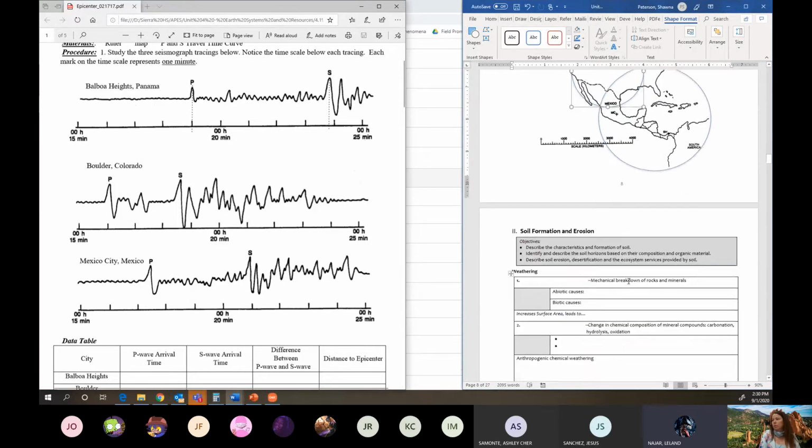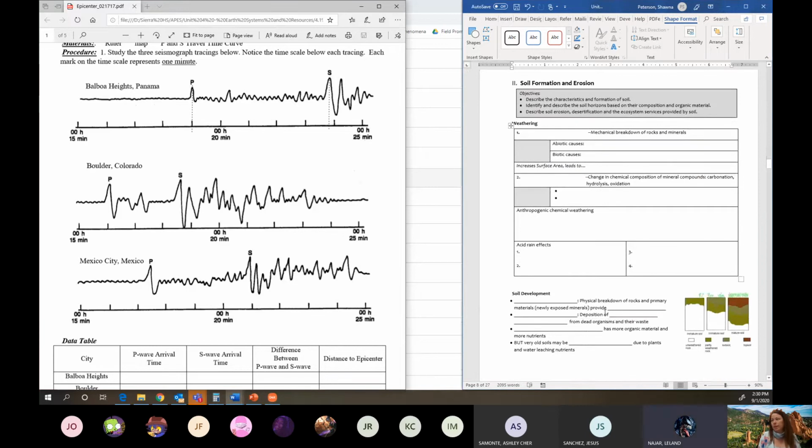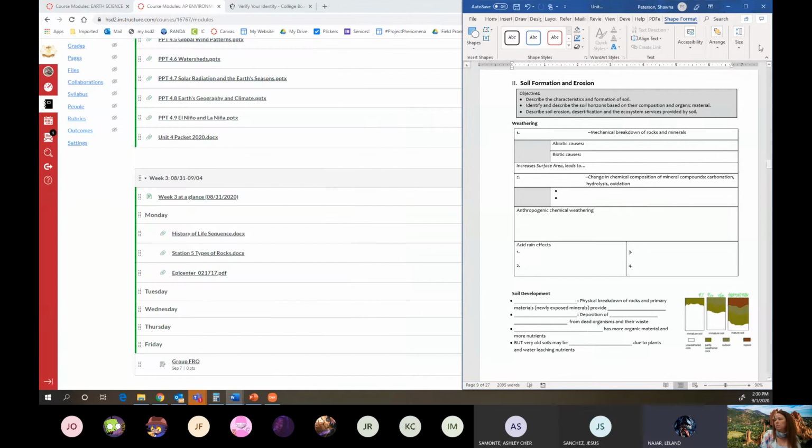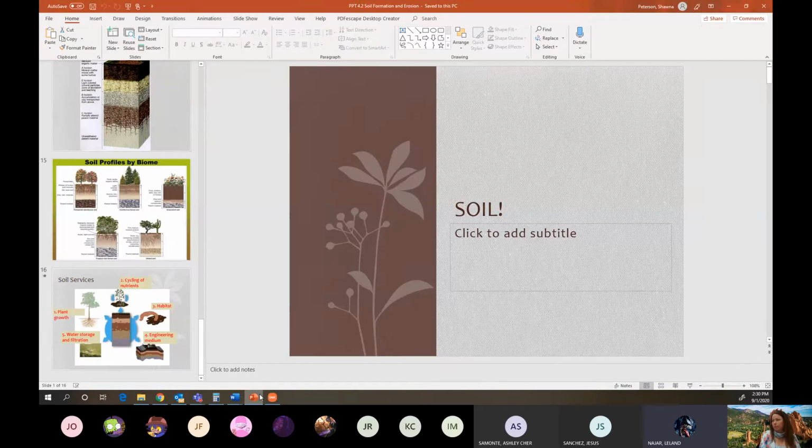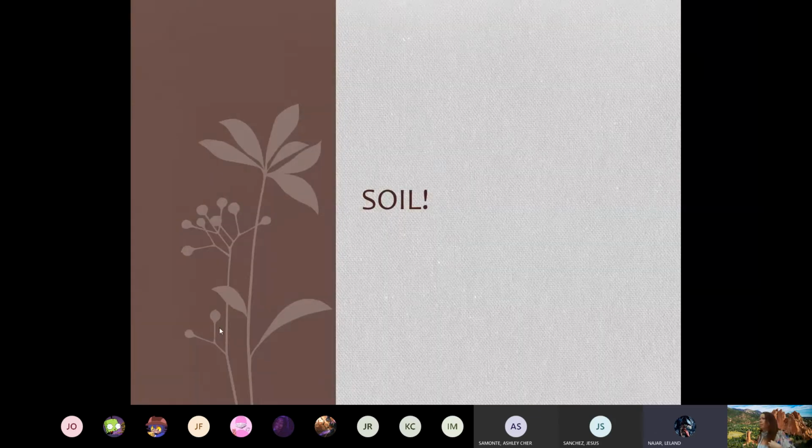All right. So we're going to start this part right here in your packet, and we're going to talk about soil formation and erosion and the soil layers. And let me get my PowerPoint up. Soil. Yep.